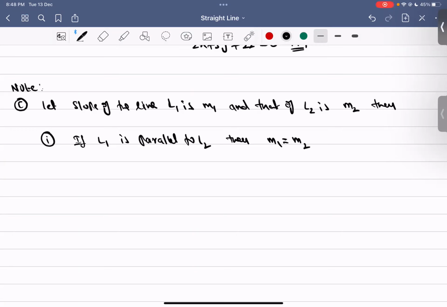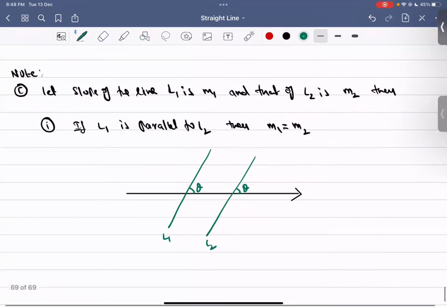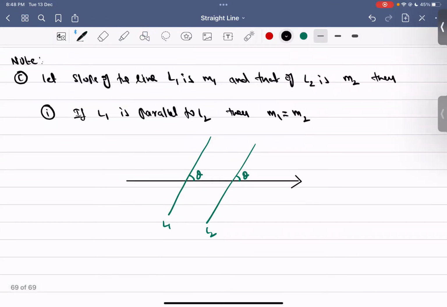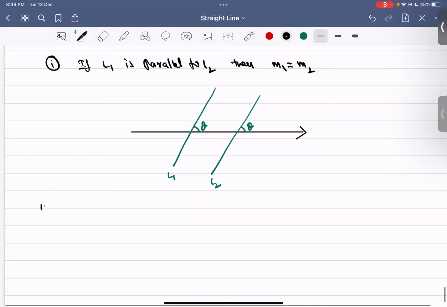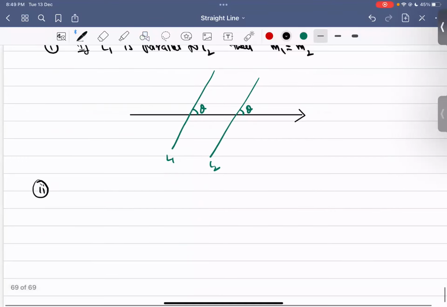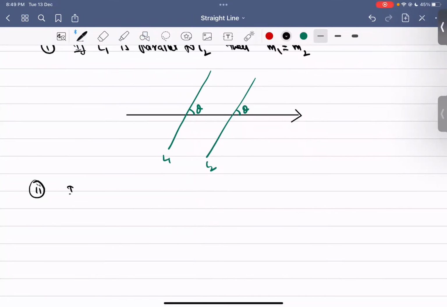Because, suppose this is the x-axis, and this is the line L1 and L2. These two are parallel, which means the angles made by the lines with the positive direction of the x-axis are the same. That's why the slopes are the same. This is point number one. Next, point number two: if L1 is perpendicular to L2.